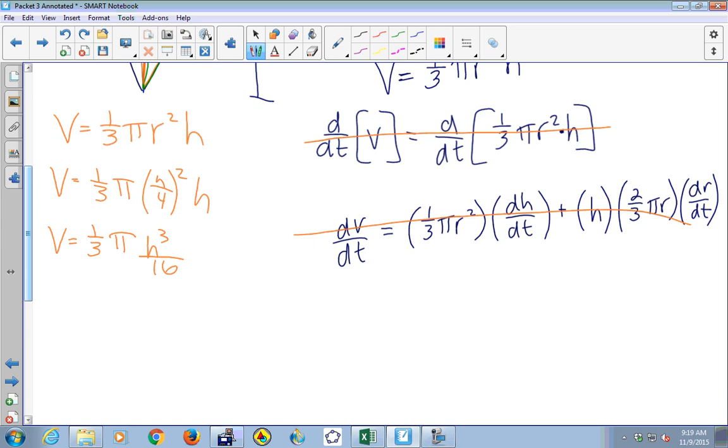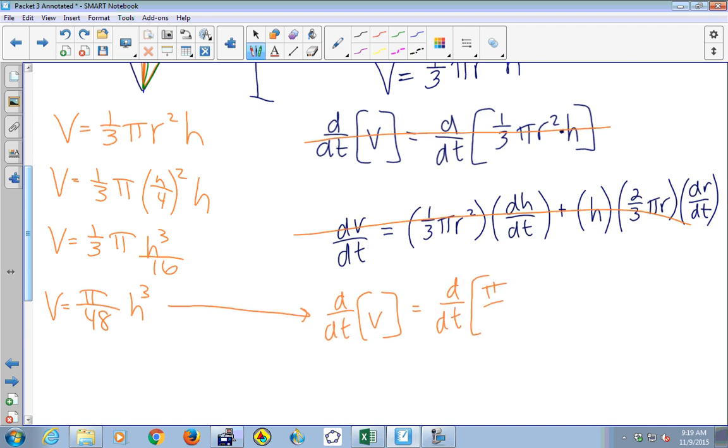And then maybe I'll simplify one more time. So volume is pi over 16 times 3, which is 48, h cubed. Much simpler equation. Now I take d dt of both sides. So I'm going to take d dt of V equals d dt of pi over 48 h cubed.